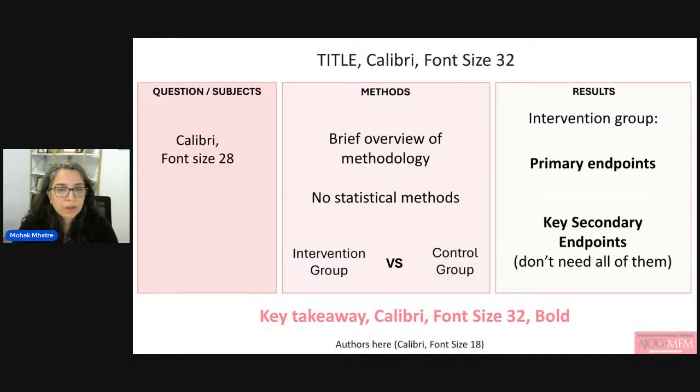Include the authors at the bottom, and then in a small section on the right, I have here the AJOG MFM icon to note the journal. You can see overall, I've put the font sizes across the screen. You can see they're quite large, and that's intentional because the goal again is to force yourself to minimize the amount of words and to maximize the amount of images that you're going to use.